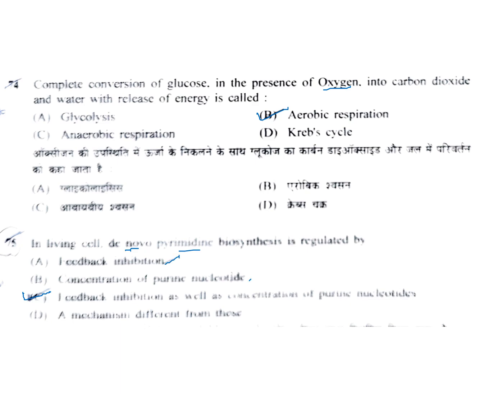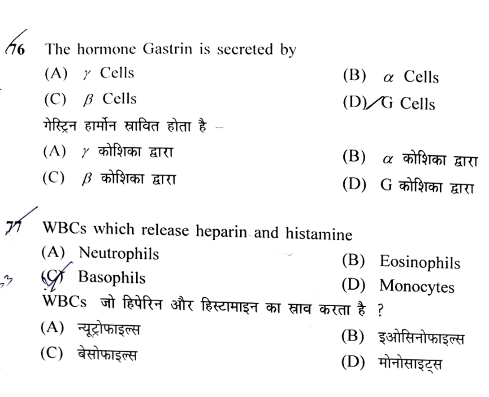Now, the next question is: the hormone gastrin is secreted by. When there is food in the stomach, there are different types of cells, G cells and oxyntic cells, present in the stomach. They secrete different hormones. They secrete gastrin in response to food, and this is secreted by the G cells of the stomach. Next, WBCs which release heparin and histamine. There are different types of white blood cells.